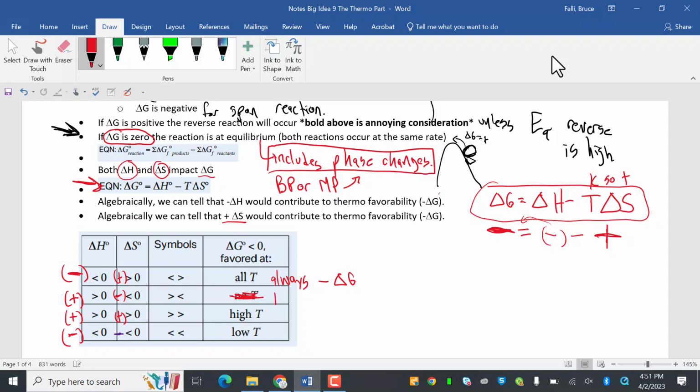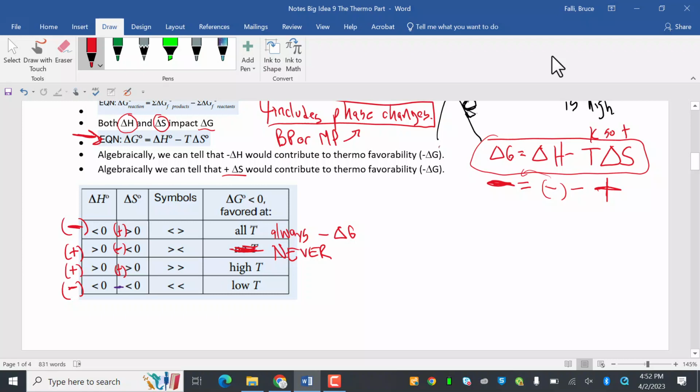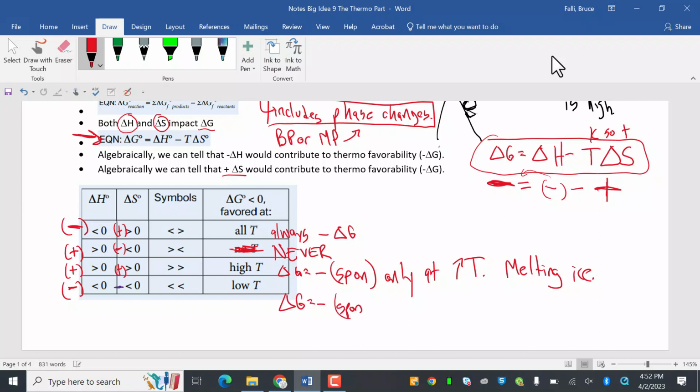So this is, I don't like no T, never. You can never make it happen. This will never be spontaneous. Oh, how sad. High temperature. This means delta G is negative, which means it's spontaneous, only at high temperatures. So think of something like melting ice. Melting ice is only spontaneous at higher temperatures. So this means delta G is negative, which is spontaneous, only at low temperatures. So the easiest one to think about for this is freezing water.